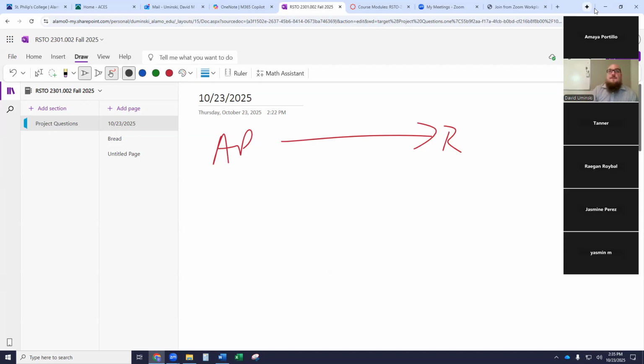Sure, what were the exact words for AP again? As purchased. As purchased. So is that the Chef Tech inventory? That's the Chef Tech inventory. Yes. Okay. Mr. Yancey?